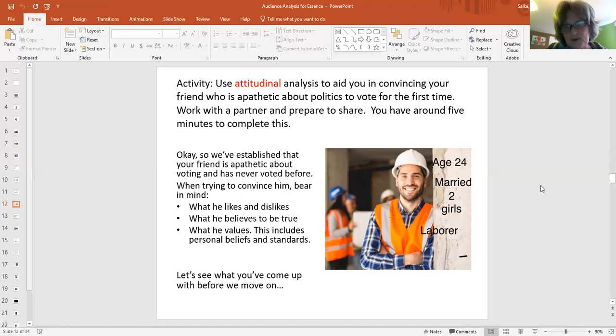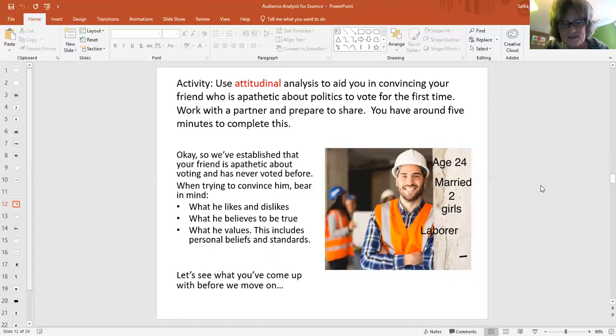Okay, so he's 24 years old. He's married. He has 2 daughters, and he is a laborer. He's a laborer, some type of construction worker. So let's talk about what would benefit him as far as voting. Why should he vote? Okay, first of all, he's a laborer. Lots of laborers lack what? Well, they lack insurance. Lots of laborers are paid by the day. Some construction workers are paid under the table, and they don't have health insurance.